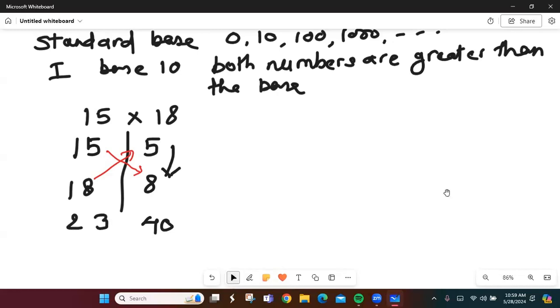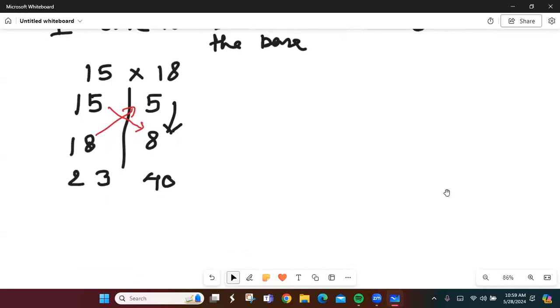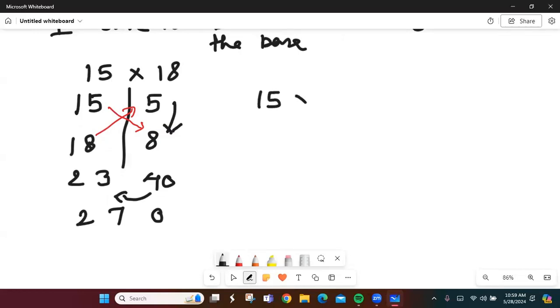Secondly, since we are using base 10 and 10 has only one zero, I will keep only one digit here and the remaining digit I will carry forward. So 23 plus 4 is 27. And hence 15 into 18 is 270.